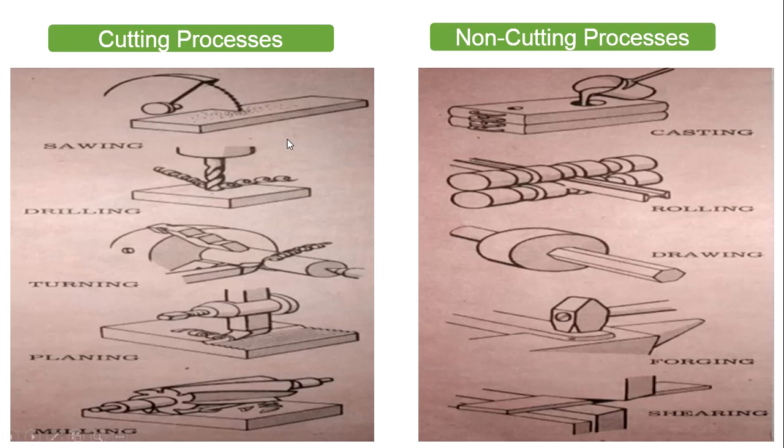Relative motion means what? Either the tool is rotating or the workpiece is rotating, and the feed is given to the tool or the workpiece. So unless and until there is a relative motion between the two, we cannot remove the material in the form of chips. So this is the basic requirement in machining. There should be the relative motion between the two, workpiece and the cutting tool.